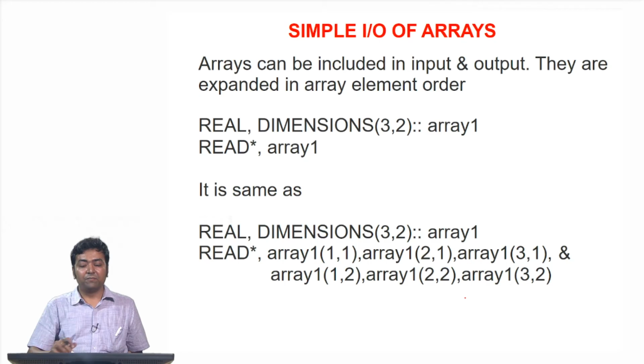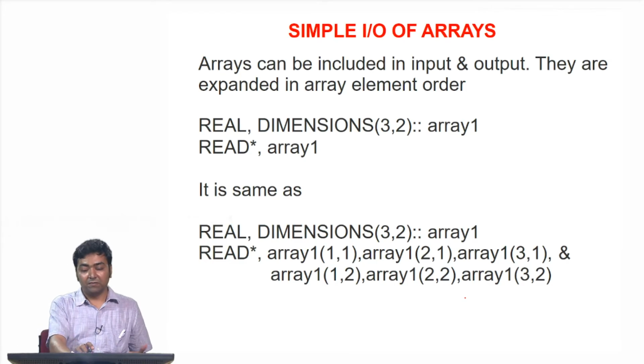Here we have some simple examples of input and output of arrays. You can include arrays in your input output statements also. For example, in this example you have an array whose dimensions are given by these two numbers, and then you read the elements in this fashion. The first element is assigned with the indices 1 1, the second element is 2 1, 3 1, and so on and so forth.